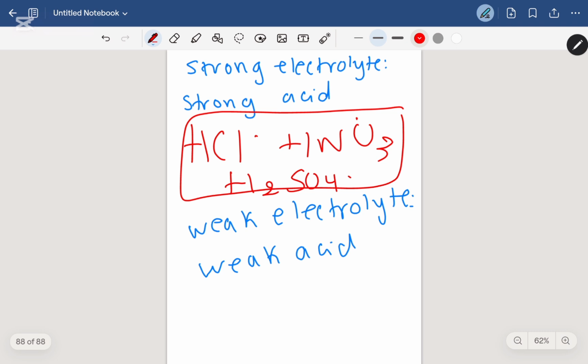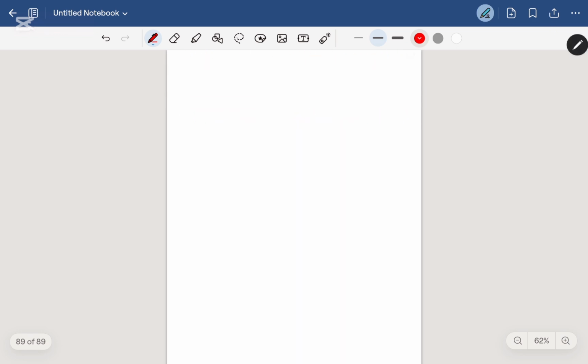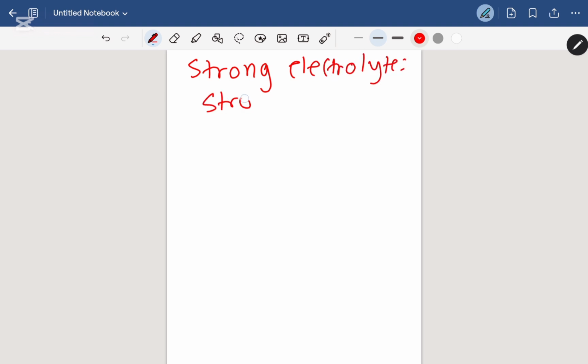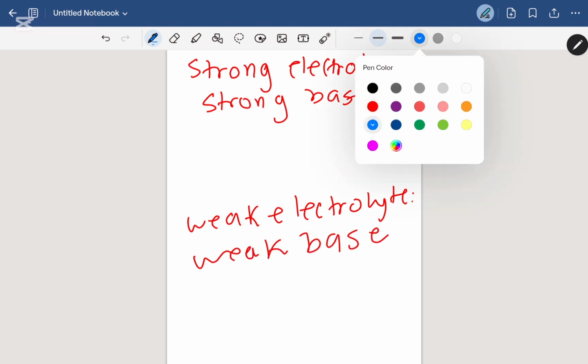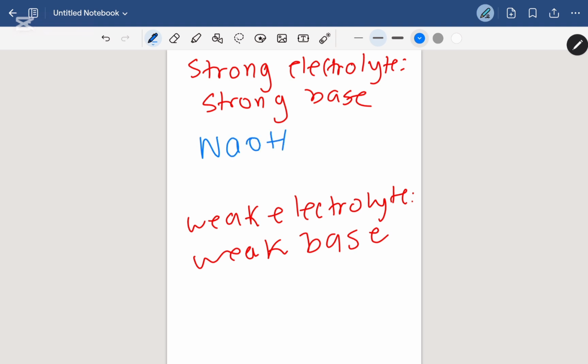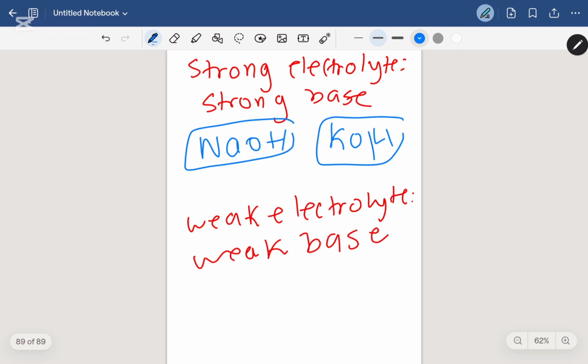Now, talking about strong acids and weak acids, we also have strong bases and weak bases. Of course, again, I'll open a new page. A strong electrolyte means a strong base, and a weak electrolyte means a weak base. The only two bases you need to remember are NaOH and KOH, these are the strong bases, only these two. Everything else they will give you is a weak base.